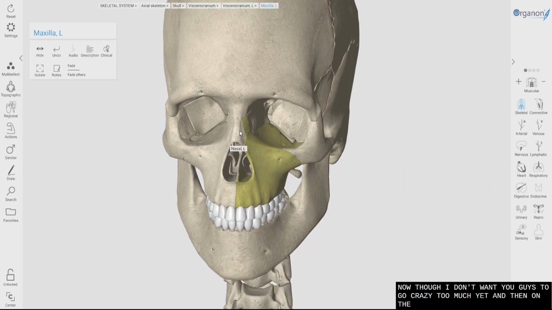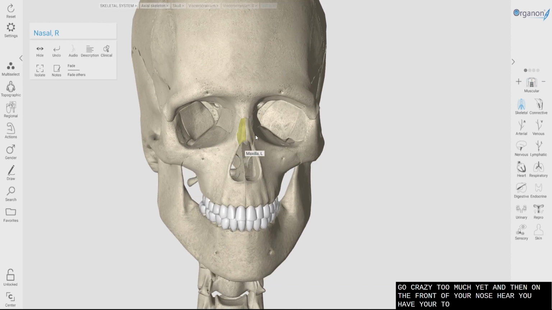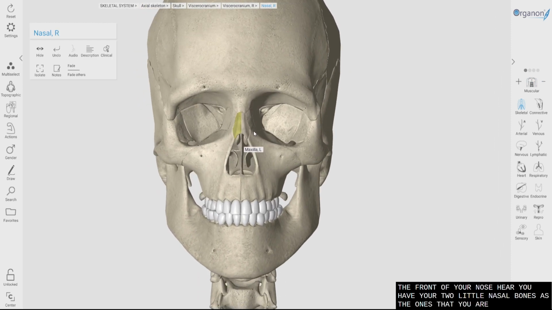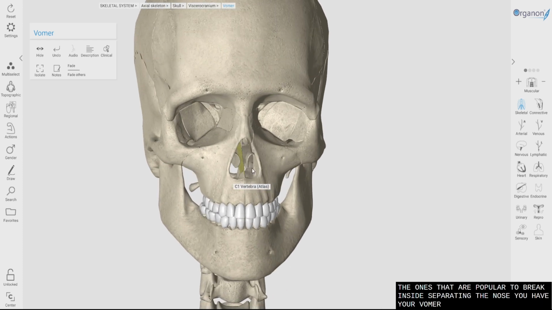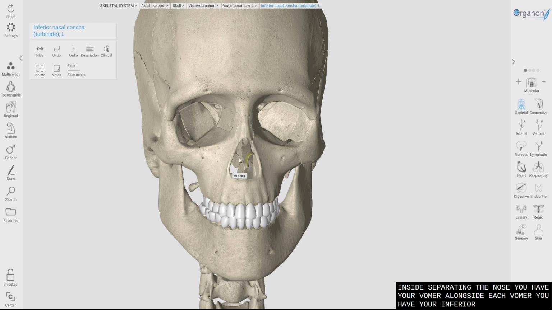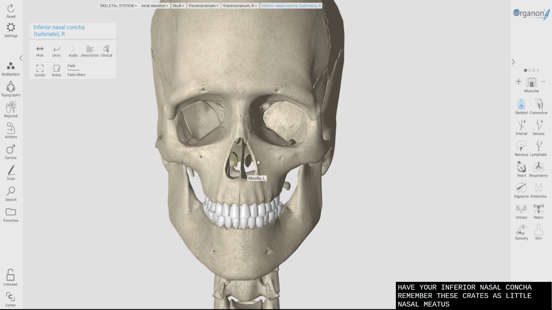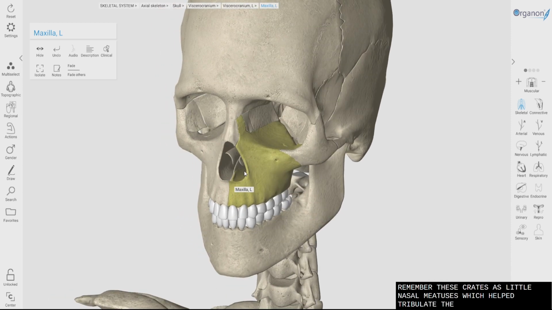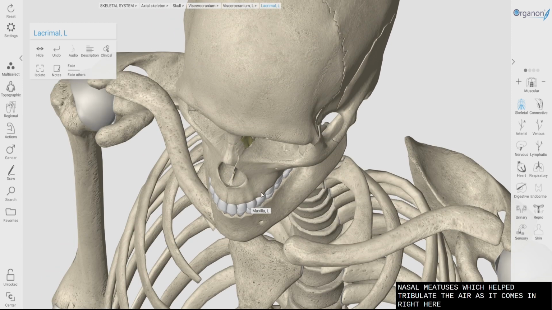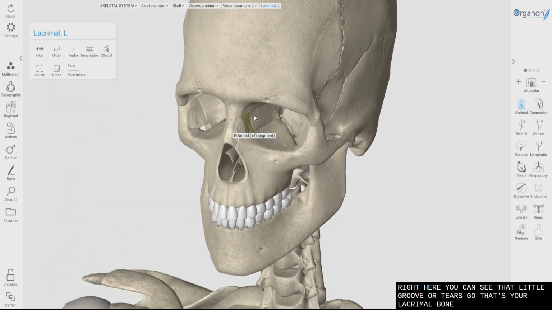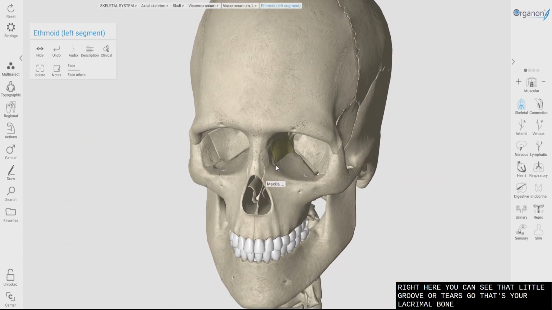And then on the front of your nose here, you have your two little nasal bones. Those are the ones that are popular to break. Inside, separating the nose, you have your vomer. Alongside each vomer, you have your inferior nasal concha. Remember, these create those little nasal meatuses, which help turbulate the air as it comes in. Right here, you can see that little groove where your tears go. That's your lacrimal bone. Back here, this is your ethmoid bone.